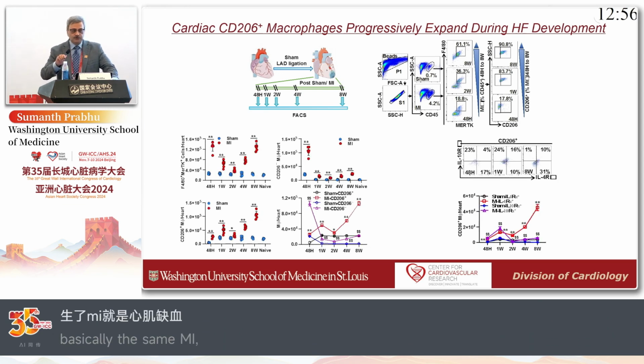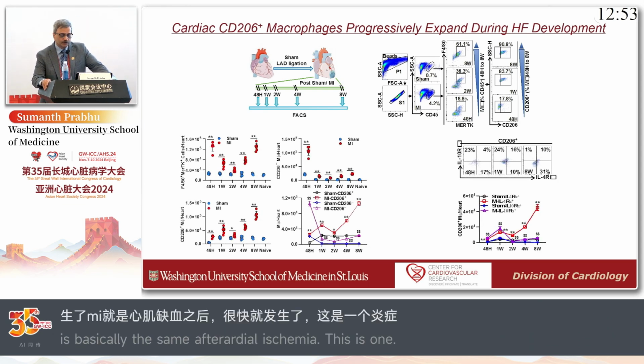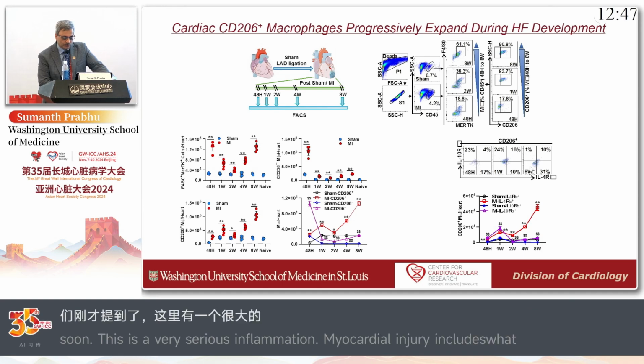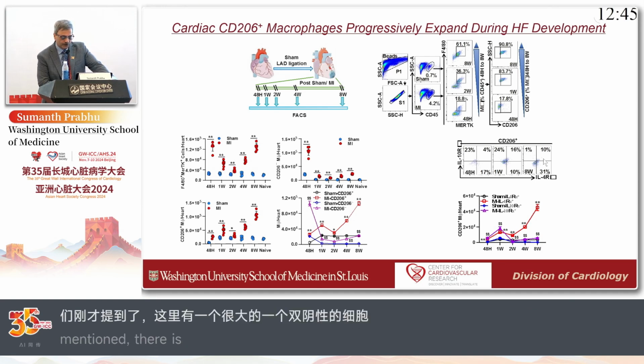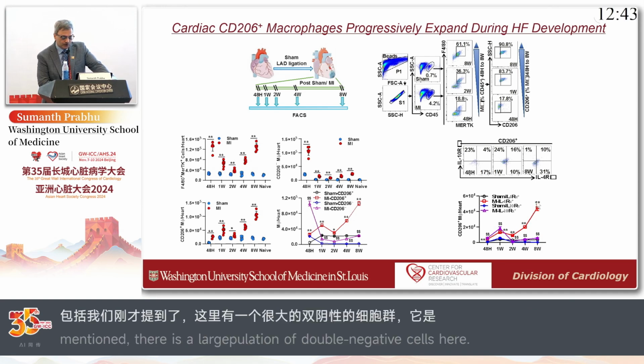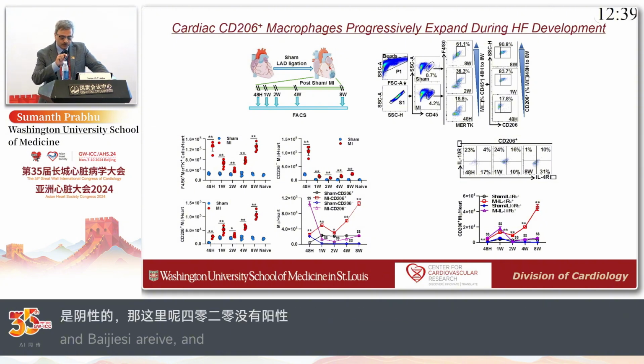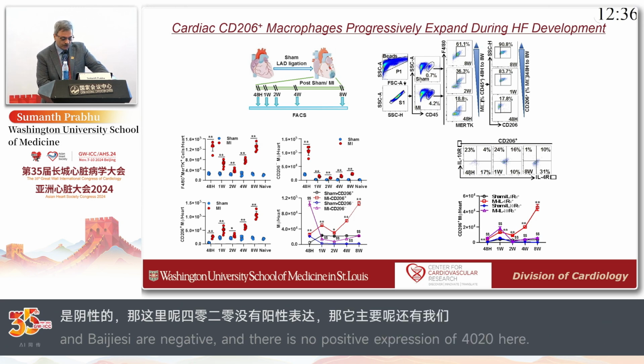If we look at the two cytokine receptors that I talked about, while there's a large double negative population that you can see here, that are both IL-4 and IL-10 receptor negative, the primary population that expresses these receptors is IL-4 receptor alpha positive, CD206 positive macrophages that rise significantly in chronic heart failure.